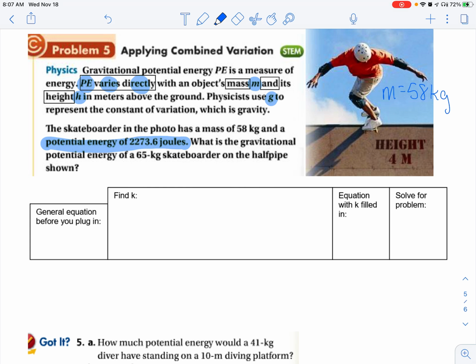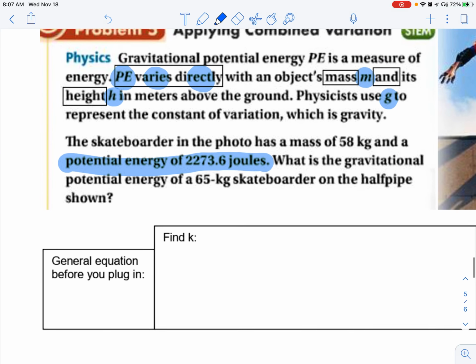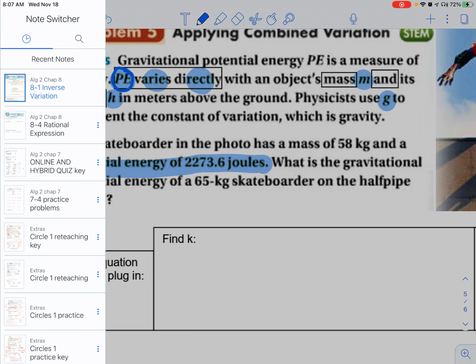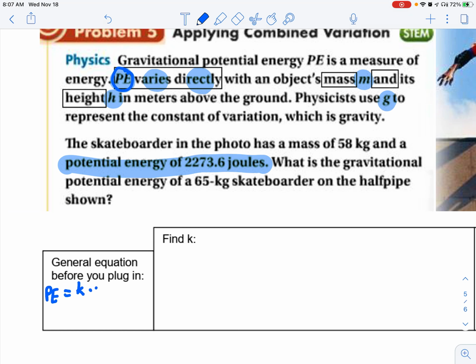All right, let's get the general equation before we plug stuff in. So I'm going to read through. I'm going to make the pen size a little bit bigger. Potential energy varies. Remember, they want us to use G instead of K. I mean, you can use K here. I'll use K just to emphasize and then we'll replace it with G. Varies directly, so multiply, with an object's mass and height. It didn't use the word inversely, so we're still on directly. It says directly with mass and height.